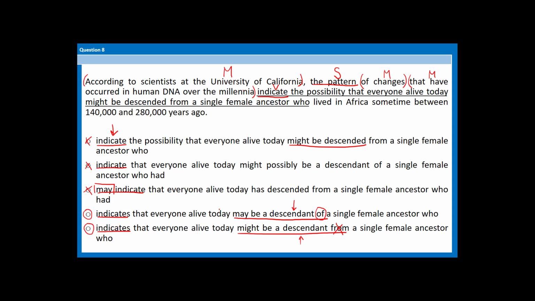Another thing is, you're talking about today, and this is interesting. The word might is the simple past of the present may. Since I'm talking about today, I need the simple present may. I cannot use the past might. Keep that in mind. And the best choice is number 4.